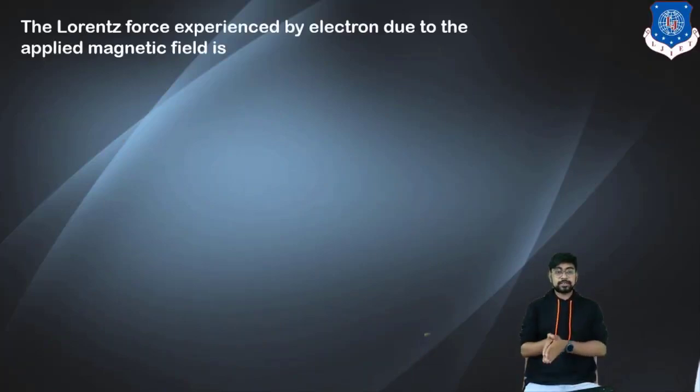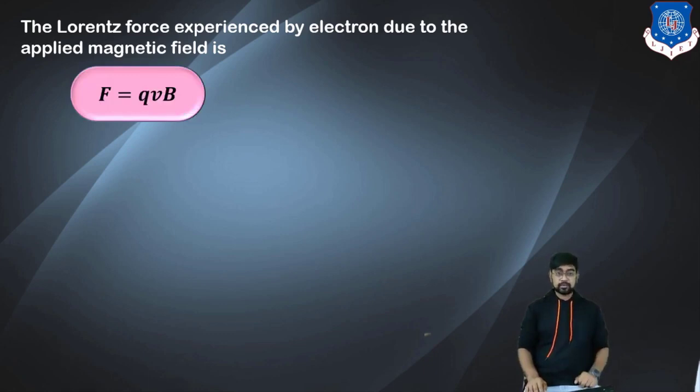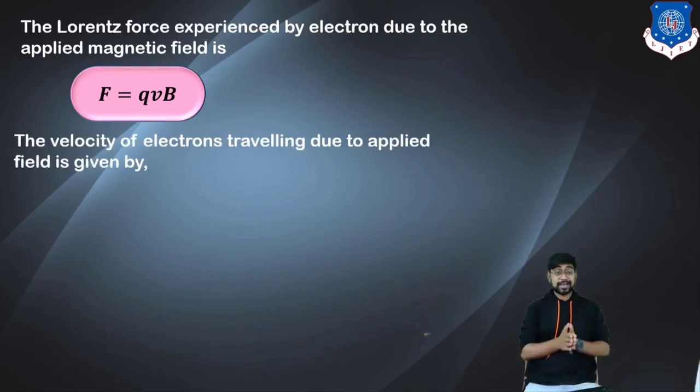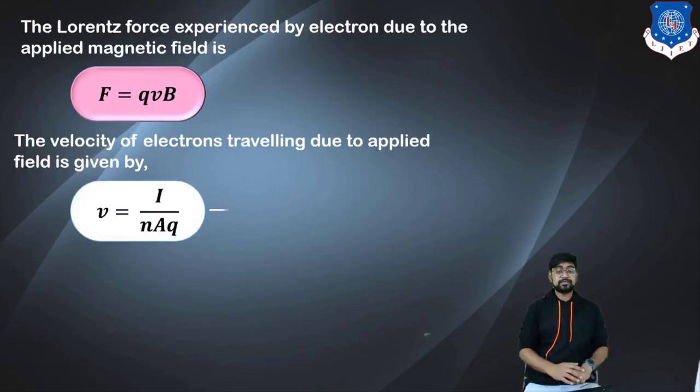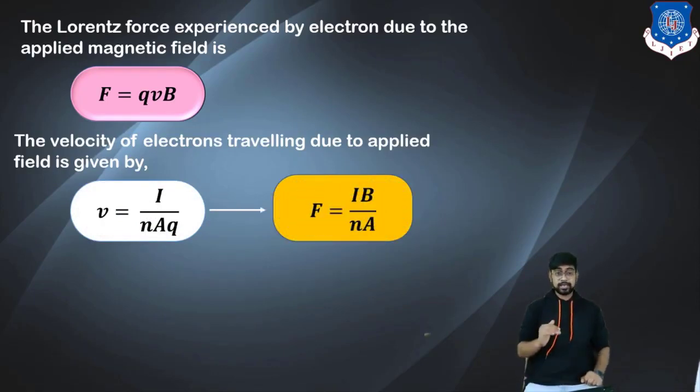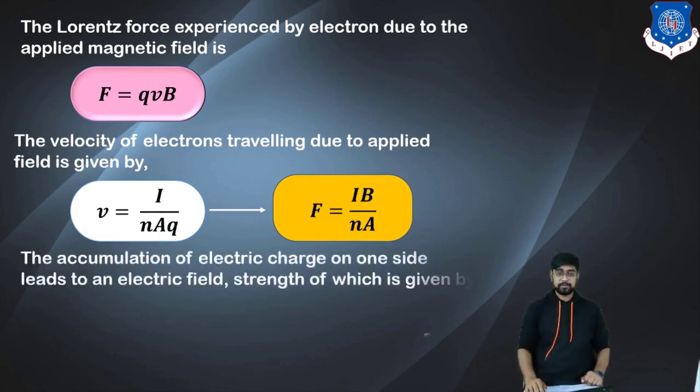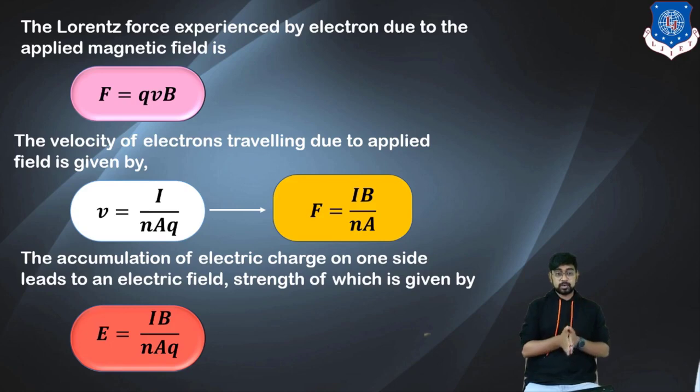Now the Lorentz force experienced by an electron due to the applied magnetic field is given as F equals QvB, where B is your magnetic field. Okay, so the velocity of the electron traveling due to the applied current can also be given from the same, that is v equals I upon nA. Now replacing that v into the equation of F, you are getting F equals IB upon nA. So the accumulation of the electric charge on one side leads to an electric field strength, which is given by E equals IB upon nA.